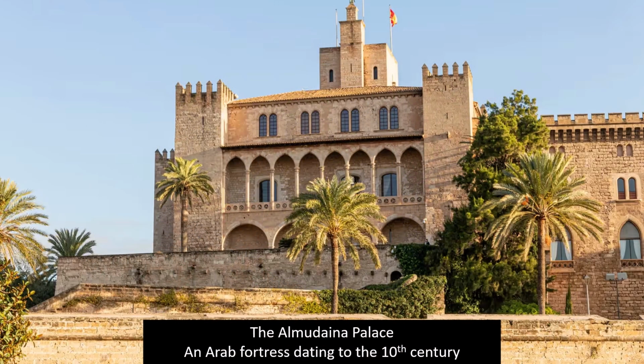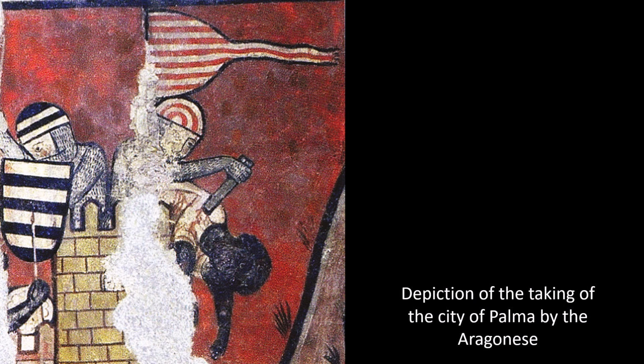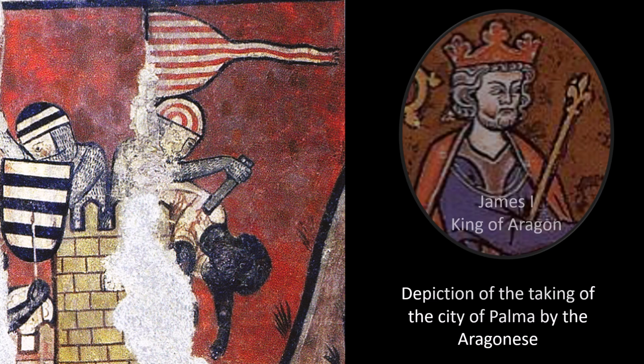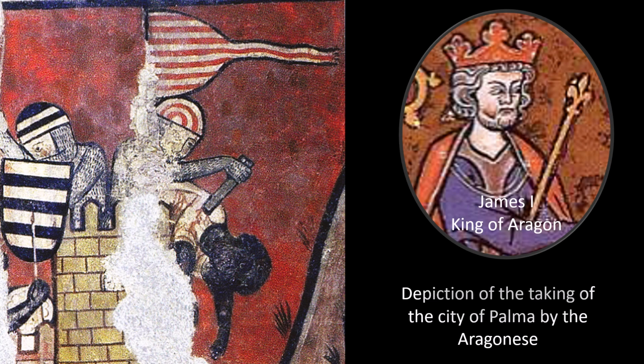Majorca had been under Muslim rule between the years 902 to 1229. It was in the year 1229 that the island came under the rule of James I, the King of Aragon, after the city of Palma was taken by his forces after a long siege.